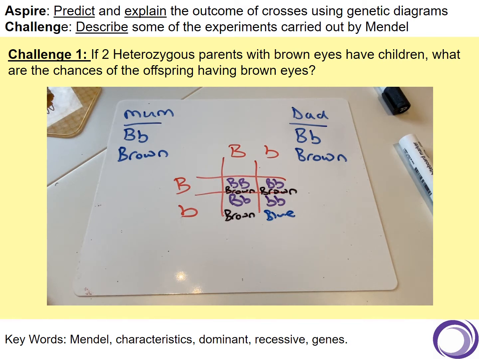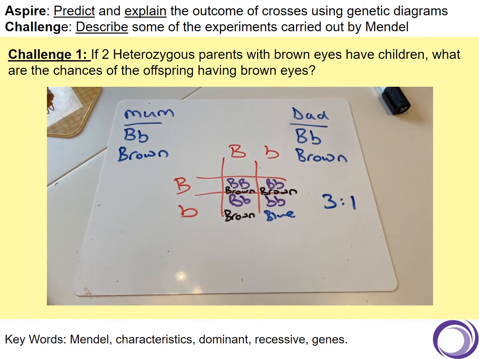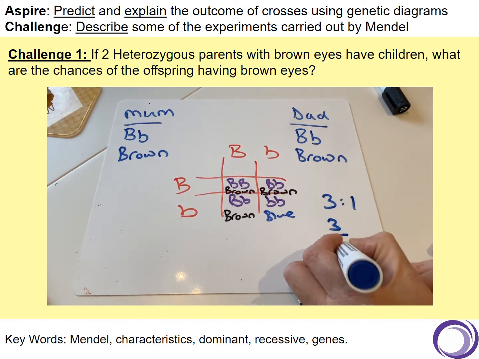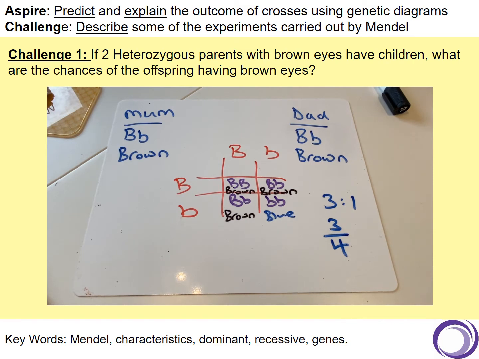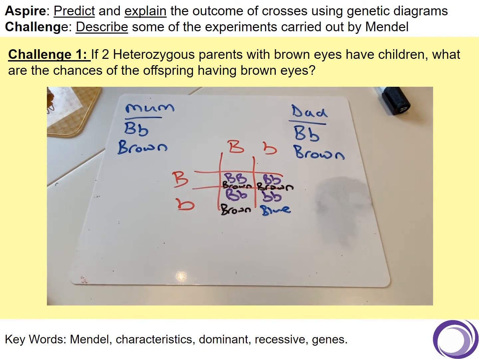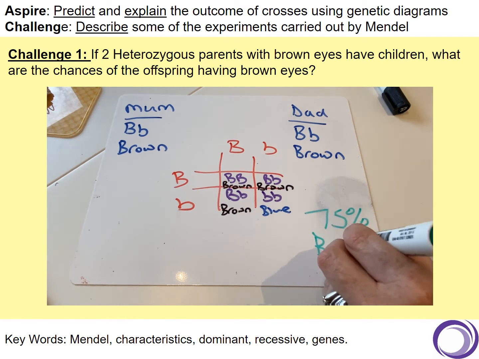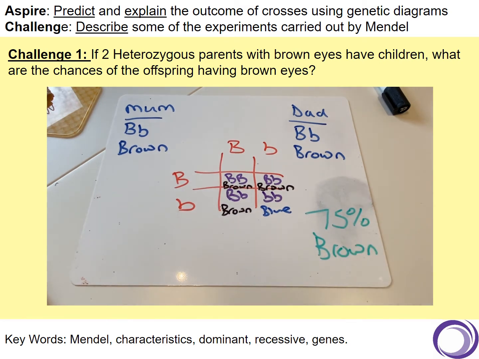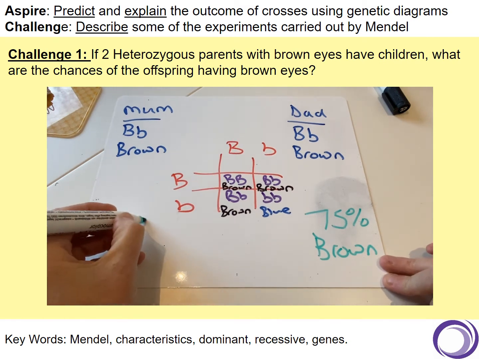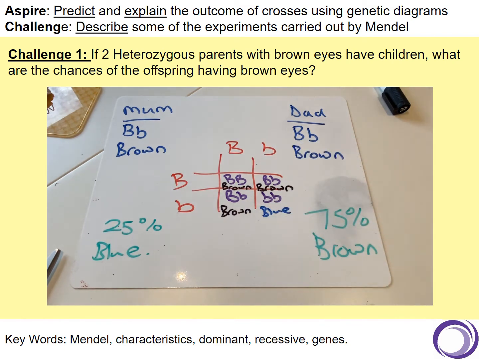Then I asked you, what are the chances of the child having brown eyes? Well, if you do it as a ratio, it's 3 to 1. If you did it as a fraction, it's 3/4. But just to remind you from the last couple of lessons, my advice was always to write it as a percentage. So 75% chance of the offspring having brown eyes, or 25% chance of the offspring having blue eyes. It's 3 boxes out of 4 for brown and 1 box out of 4 for blue.